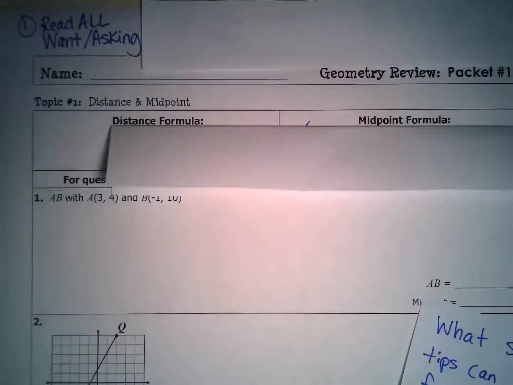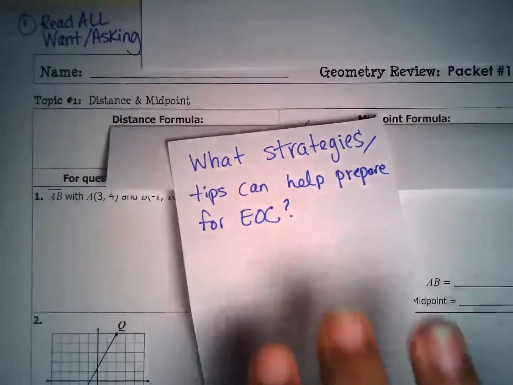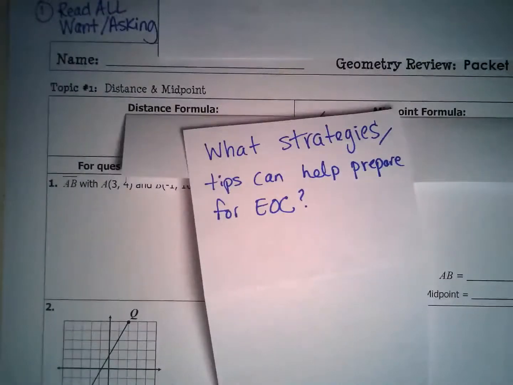We always have a big essential question. The one for today is, what strategies or tips can help prepare for the EOC? You're going to help me with that. In the chat right there, what are some strategies or tips that can help you prepare while working through this for the EOC? I'm going to help you out with the first one.